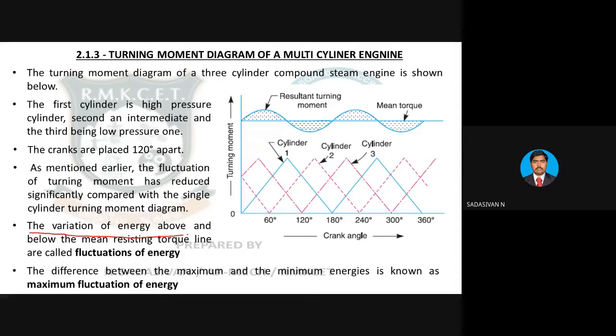The variation of energy above and below the mean resisting torque line is called the fluctuation of energy. So we are going to understand what the mean resisting torque is. In any turning moment diagram, it is this general baseline above and below which your torque fluctuates. I'm not talking about the zero.